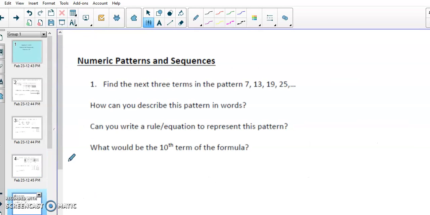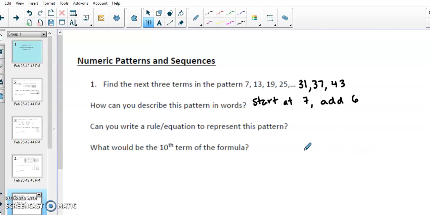So now we're going to move into number patterns, numeric patterns, and sequences. Find the next 3 terms in the pattern. Okay, 7, 13, 19, 25. Looks like I'm going up by 6. So this would be 31, 37, 43. Describe the pattern in words. Start at 7. Add 6.